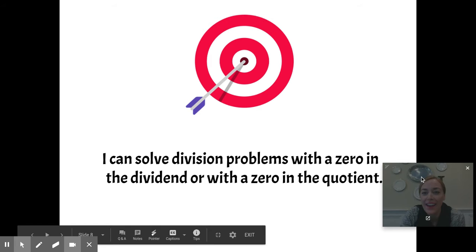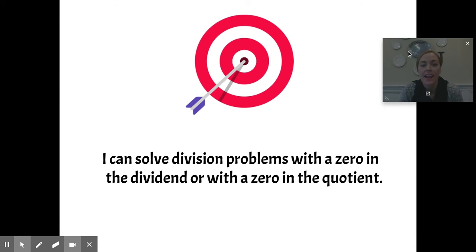Okay, let's go ahead and jump into lesson 30. And in lesson 30, we're going to be doing a whole lot of the same thing that we've been doing: division across our thousands place, hundreds place, tens place, and ones place. But today we're going to talk about what happens when there's a zero in the dividend or a zero in the quotient. Now remember, the dividend is that big number that we're dividing, and the quotient is our answer.